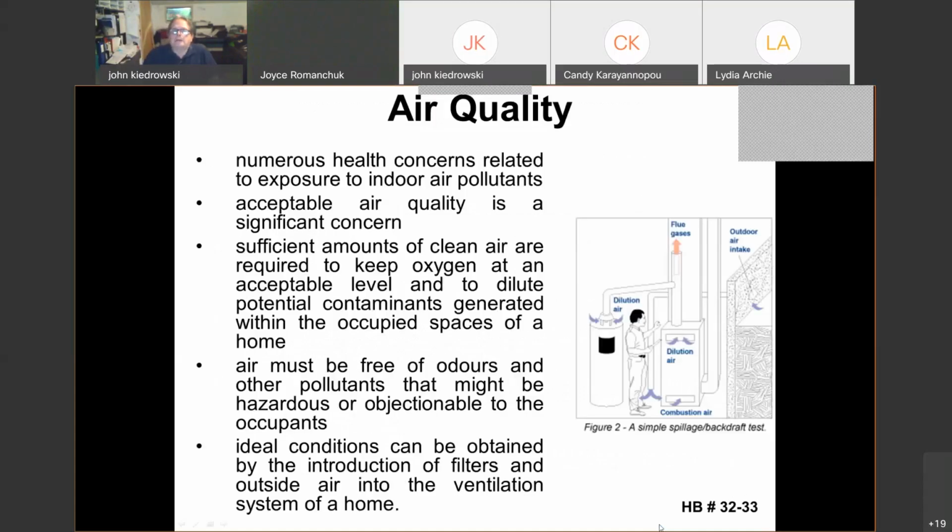Air quality: there are numerous health concerns related to exposure to indoor pollutants. Certainly, we don't want people to get sick, but unfortunately it does happen. So acceptable air quality is a significant concern. We need sufficient amounts of clean air to keep oxygen at an acceptable level so we don't get sick from things such as carbon monoxide. The air must be free of odors and other pollutants.